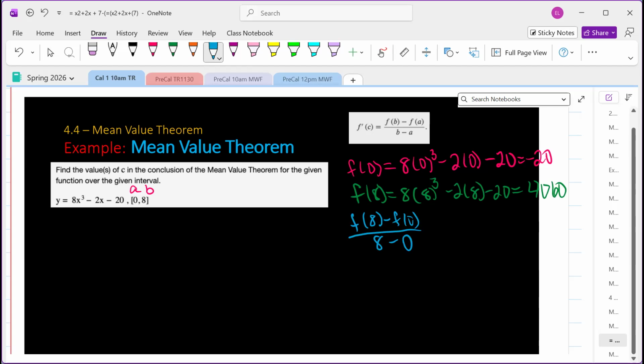So we're going to do f of 8 minus f of 0 over 8 minus 0. So 4,060 minus negative 20 all over 8. And this actually equals just one nice number, relatively nice, 510. So that is the slope we're looking for.